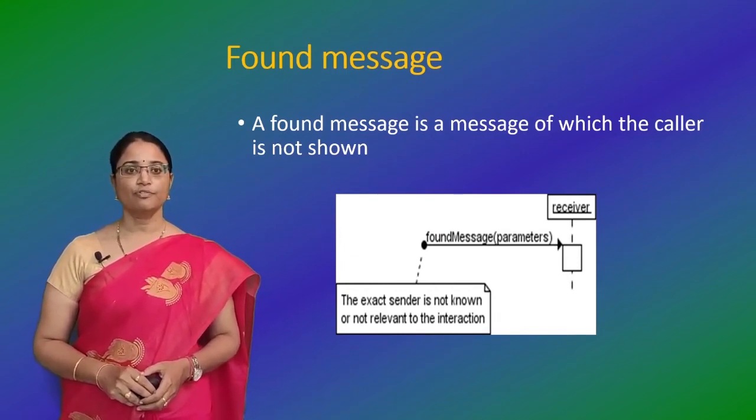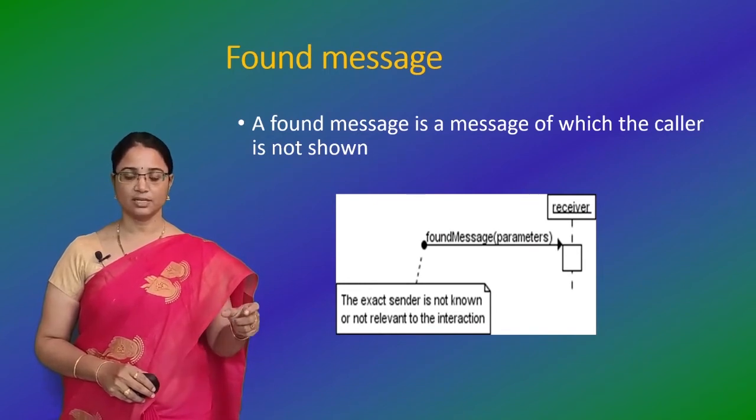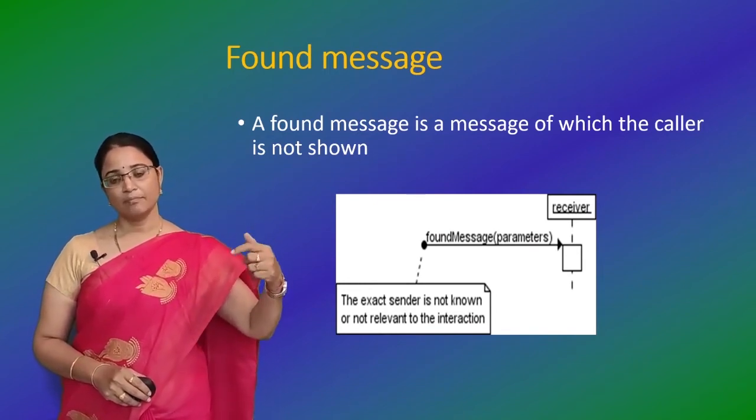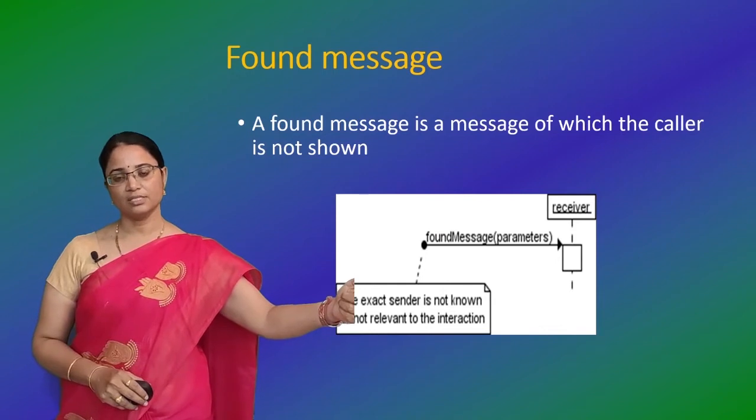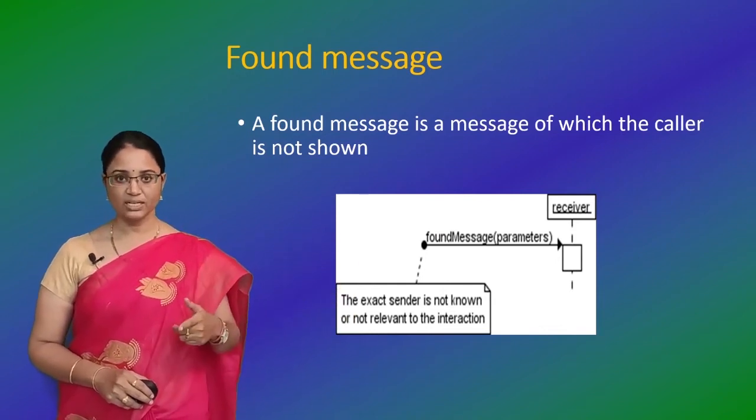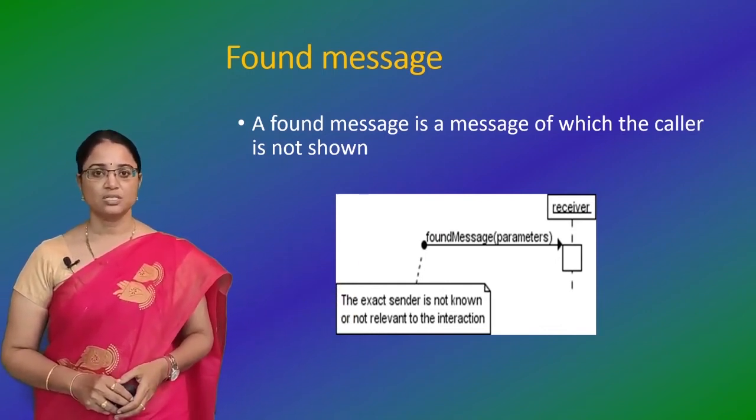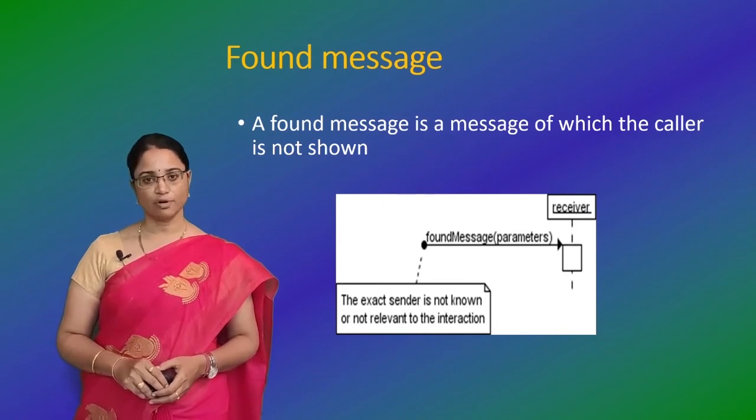So the arrow of the found message originates from the filled circle. Lost means later we'll get the filled circle. Found means before we get the filled circle. Okay, so this is regarding the lost message and the found message.